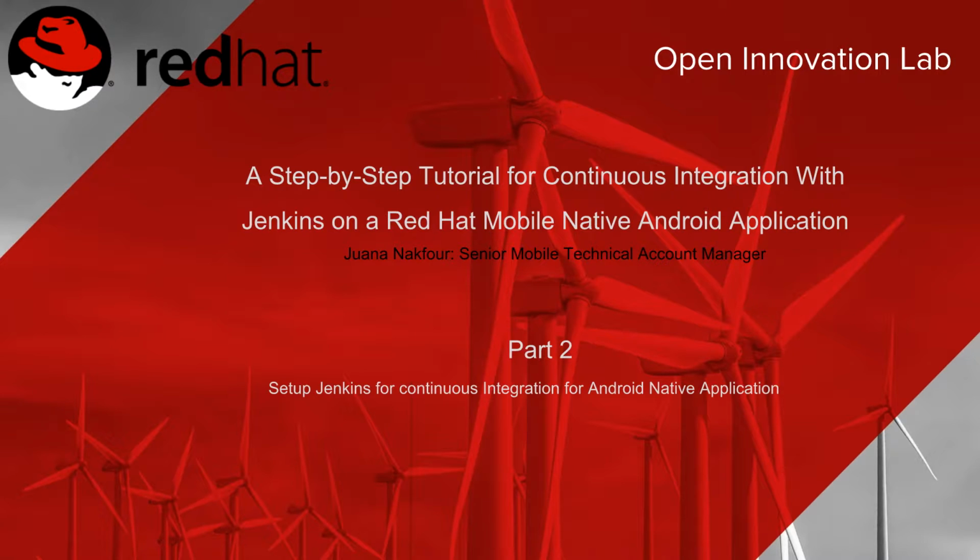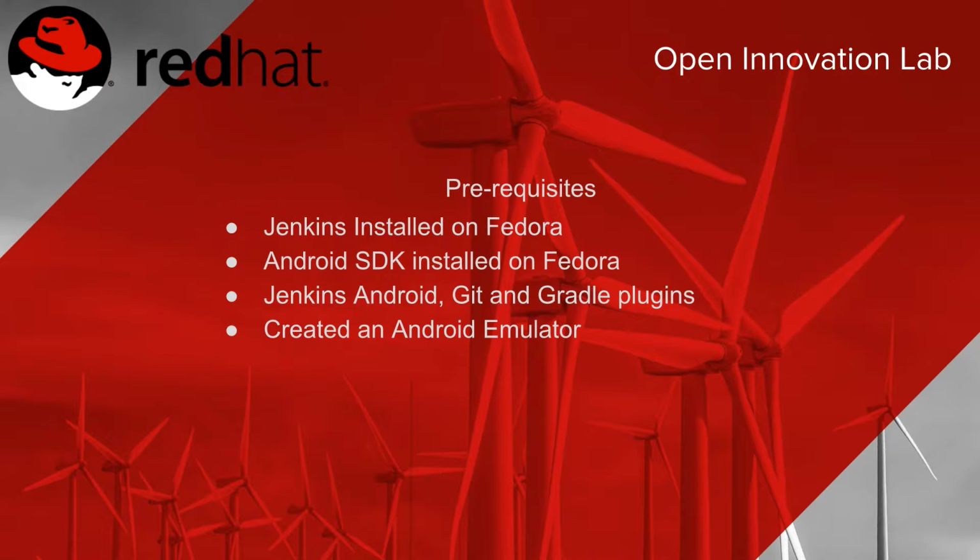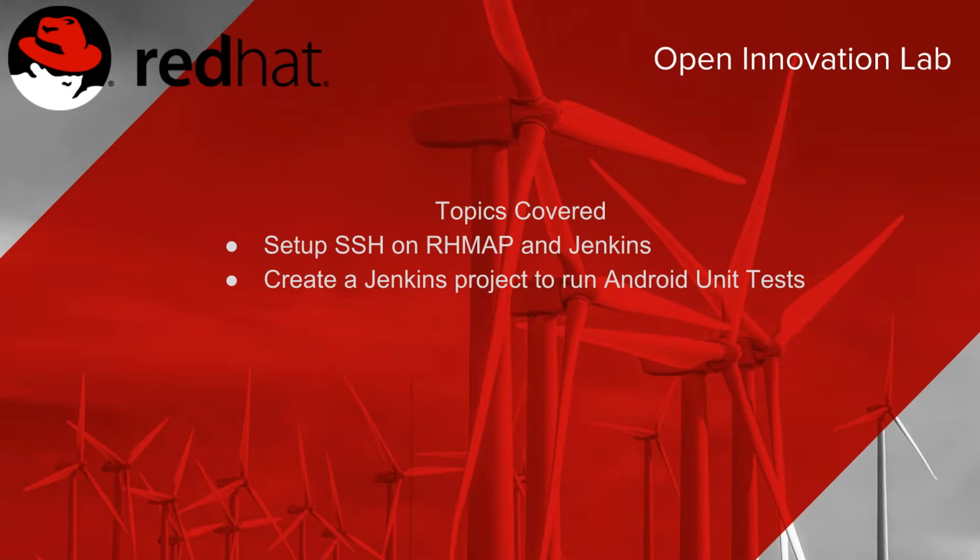for Android native applications. For prerequisites, we are assuming that you have Jenkins installed on your Fedora, you have an Android SDK also installed on your Fedora, and you have set up Jenkins for Android Git and Gradle plugins, and that you have created an Android emulator from command line as you saw in the blog. The topics covered in this video session: we're going to set up an SSH on RHMap in Jenkins, and we're going to create a Jenkins project to run the Android test.